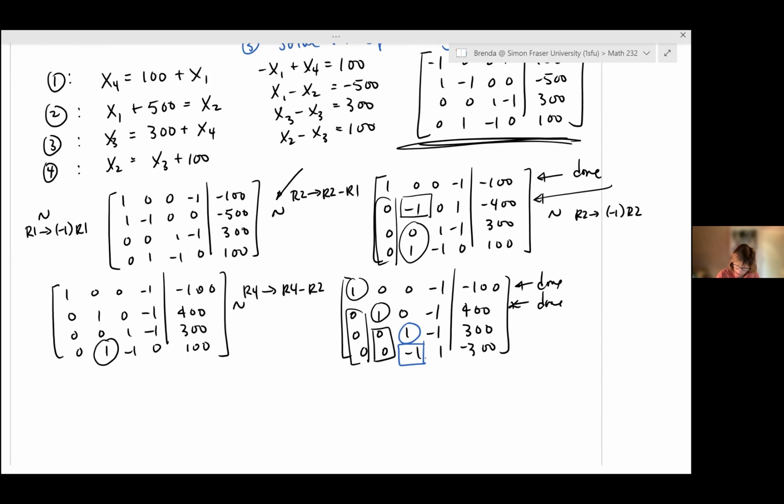And so how am I going to do that? I'm going to add row 4 and row 3. So I'm going to take row 4 and change that to row 4 plus row 3.